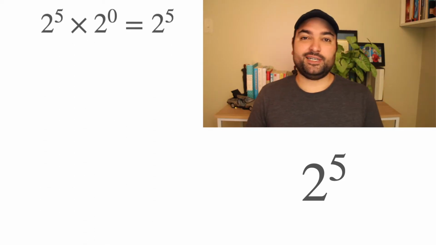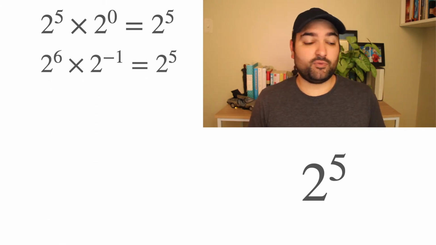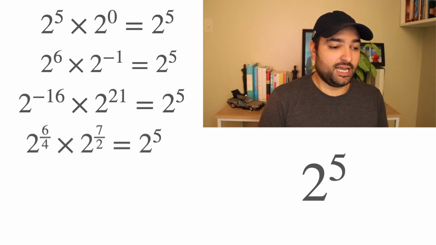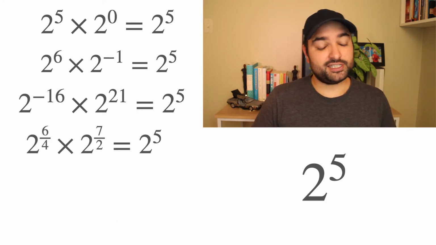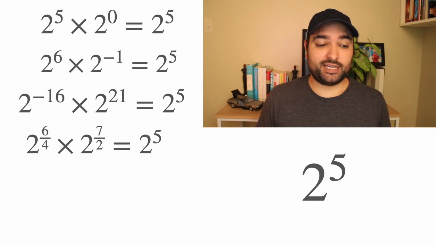We can write it like this because 5 plus 0 is 5. 6 plus -1 is 5. -16 plus 21 is 5. And yes, going to some fractions, 6/4 plus 7/2 is 5 as well. In fact, there's an infinite amount of ways that we can make 2 to the power of 5.